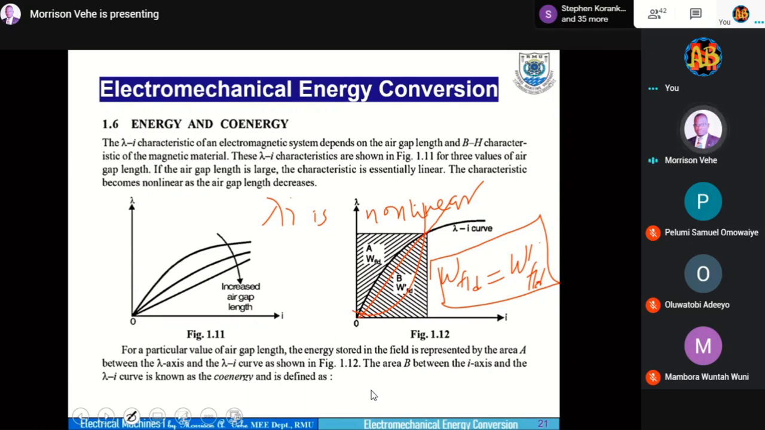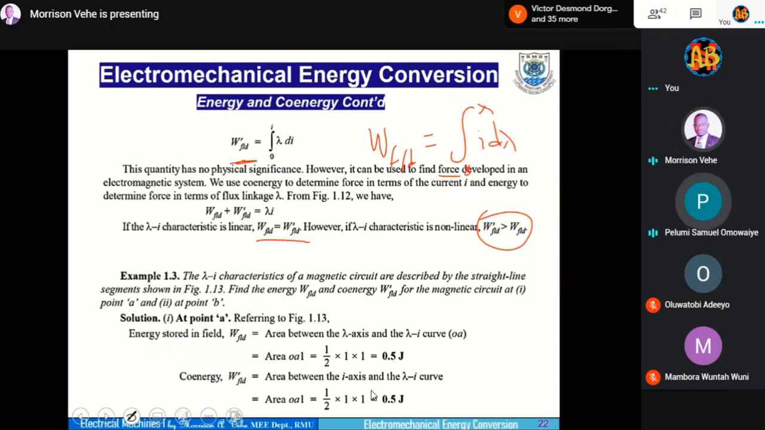All right. So, what instance? Your network is bad. Come again. I said, what sort of instance could have energy greater than co-energy on a non-linear curve?